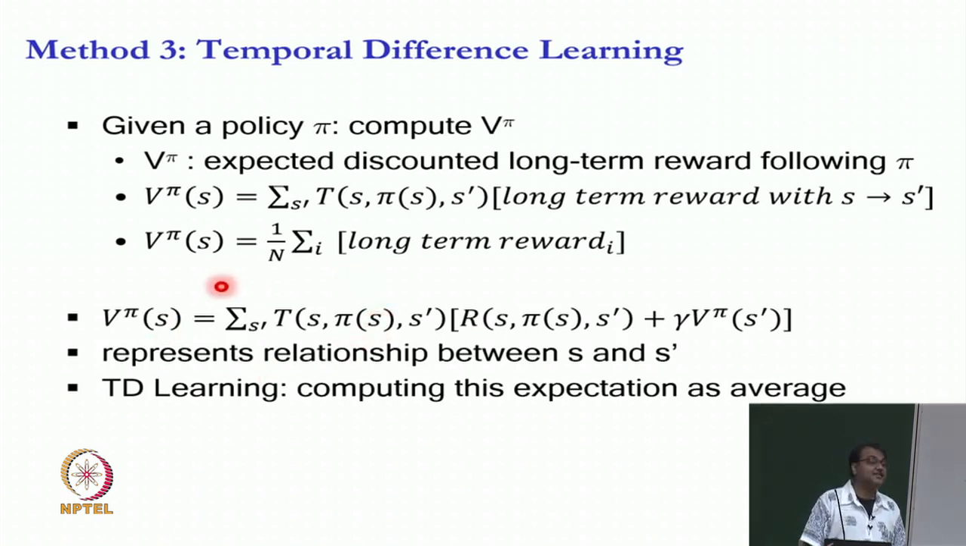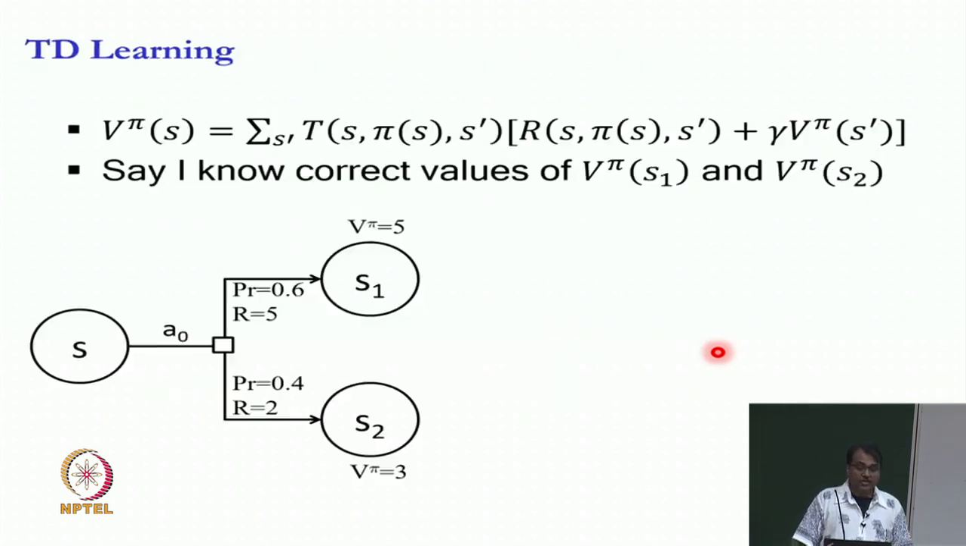V pi of S is the expectation of R, the immediate reward, plus gamma times V pi of S prime. Now, this equation represents the relationship between S and S prime. And again, as with every algorithm in this set of lectures, expectation is nothing but an average over the samples. So, let us say I am in this world and this is what was given to me. I can estimate V pi, suppose V pi of S1 and S2 are correct. Let us say 5 and 3 are the correct values.